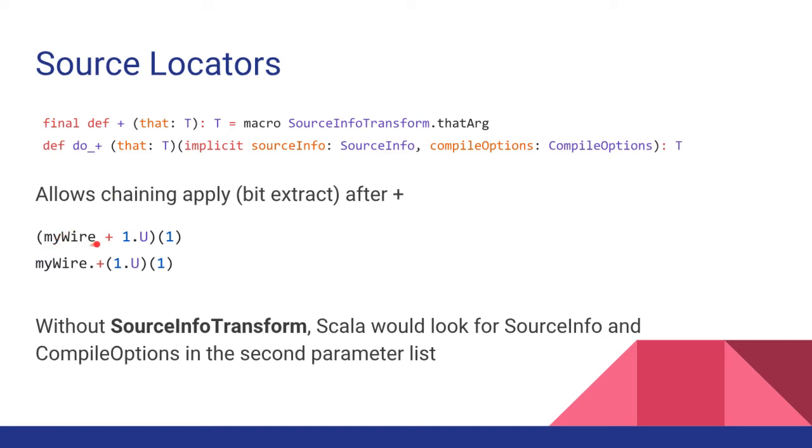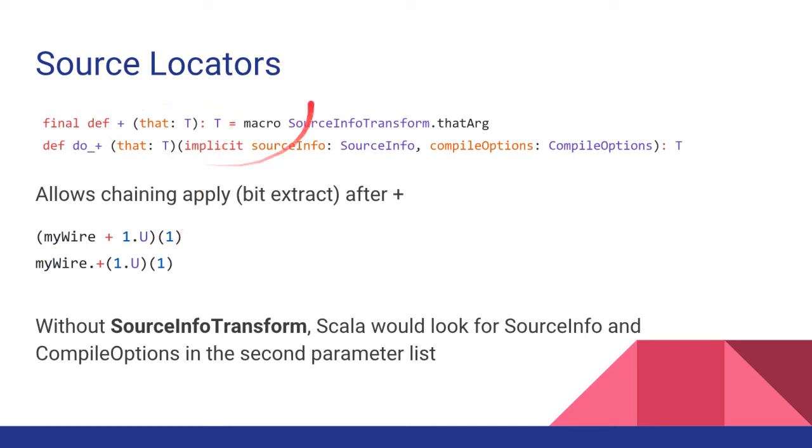If I wrote myWire + 1.U and then tried to extract bit 1, you're going to get a compiler error in Scala because this looks like a second argument list to this function. For those who don't know, myWire + 1.U is the same thing as writing myWire.+ , like it's a method defined on myWire, and passing this argument. So then this looks like I'm trying to pass a second argument list, and the compiler is going to see that attempted second argument list and say, ha, you could be passing implicits, so you must have been trying to pass the implicits, this is a compiler error. But really that's not what you want. In Chisel, when you write this, what you're trying to say is add these numbers and then extract a bit.